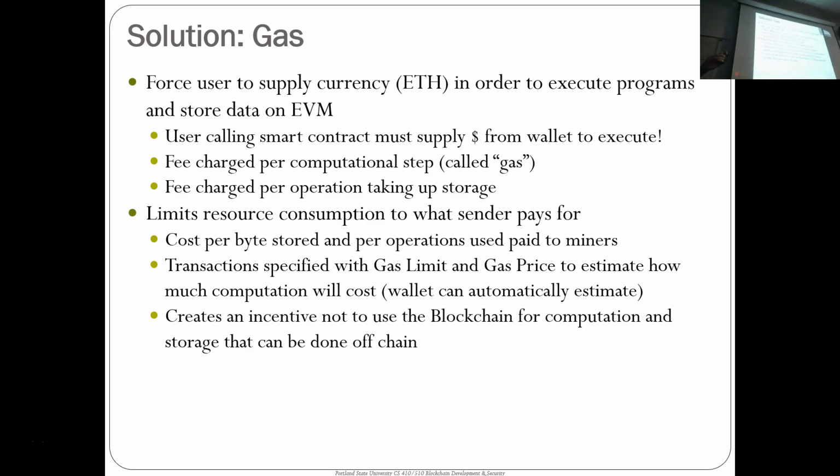So the transactions are specified with a gas limit and gas price. And this will be used to estimate how much the computation will cost, how many dollars, and there will be more details on the next slide, but this is your incentive. This is the way the incentives are built to keep the thing from crashing.